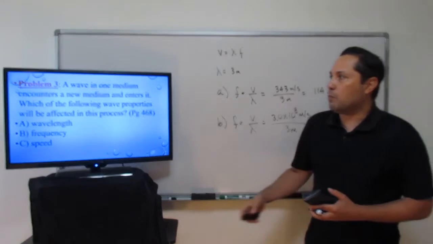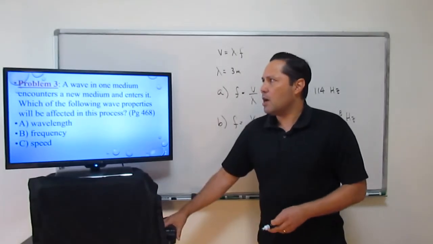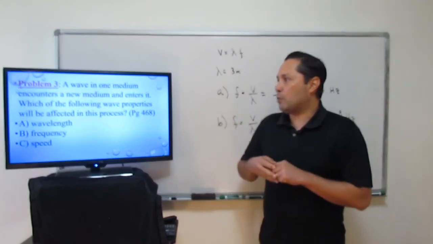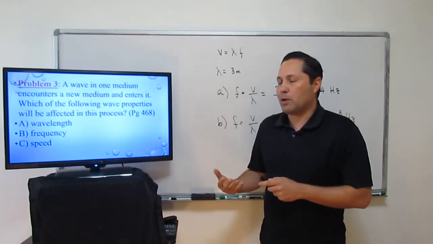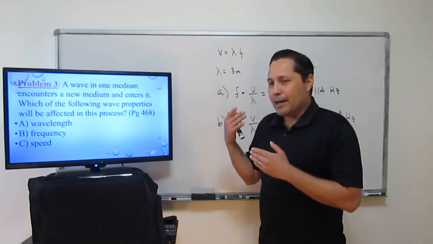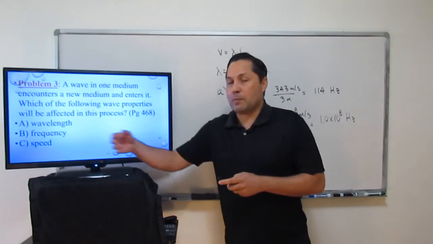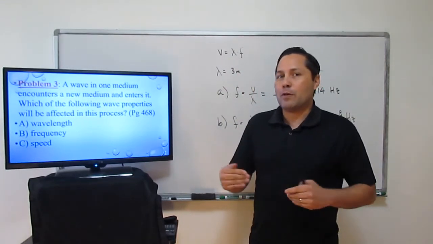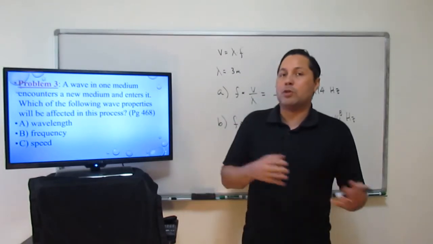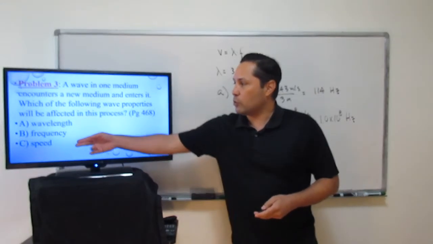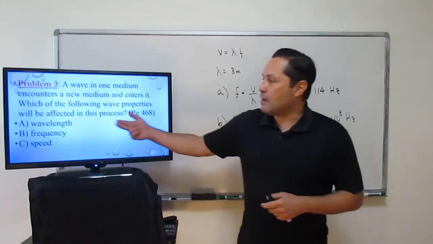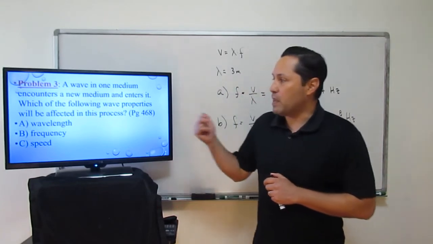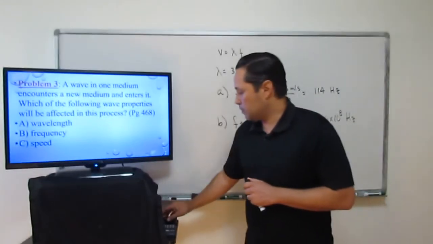Next, let's move along. In problem 3, they ask us the following question. It says, a wave in one medium encounters a new medium and enters it. Which of the following wave properties will be affected in this process? Alright, so the speed of the wave will be affected because the medium determines the speed of the wave. So if we're going from one medium to a different medium, that will affect the speed of the wave. So C. Also, those waves might be spread out or maybe more compressed, so the wavelength will be affected as well. So the speed and the wavelength, but not the frequency.